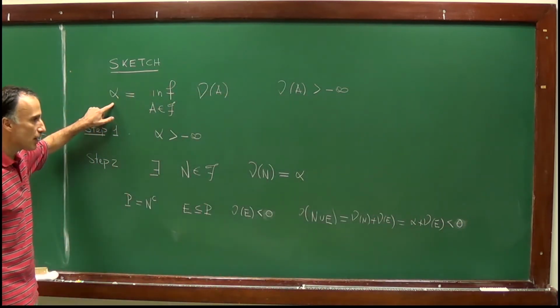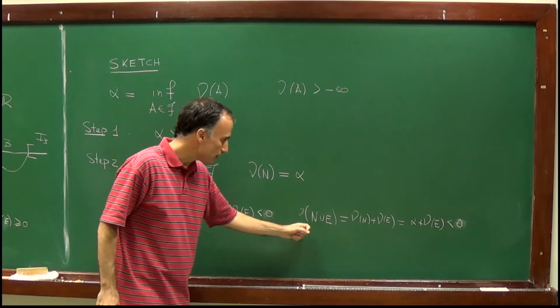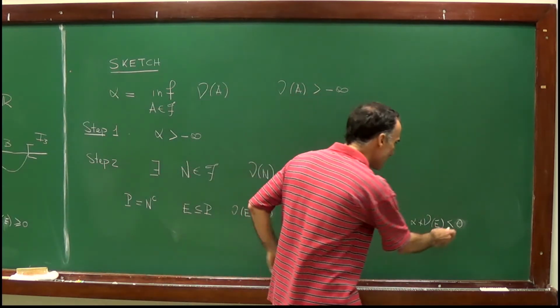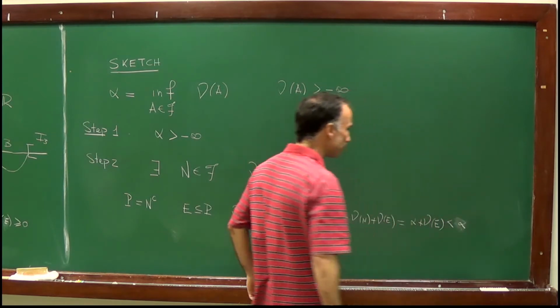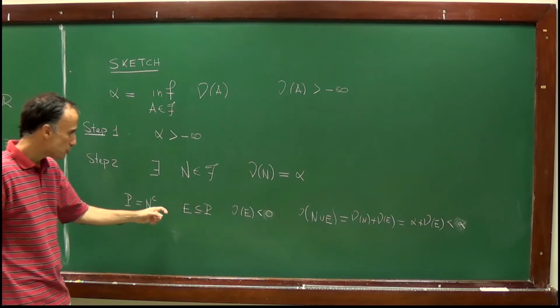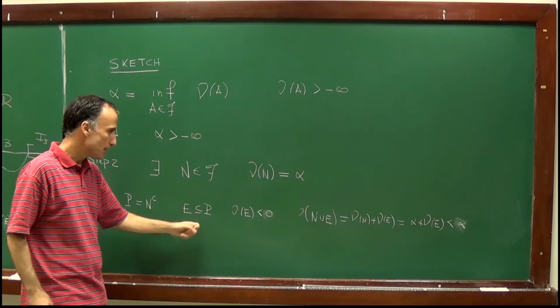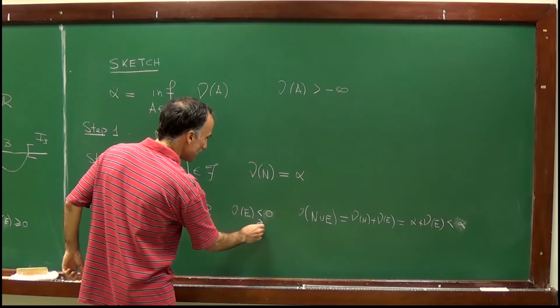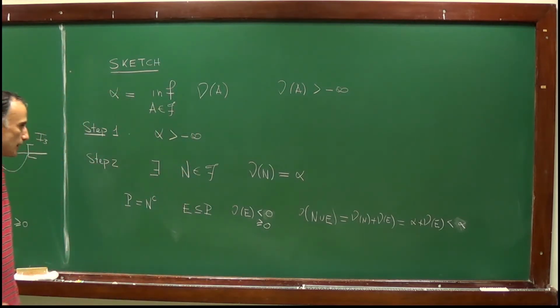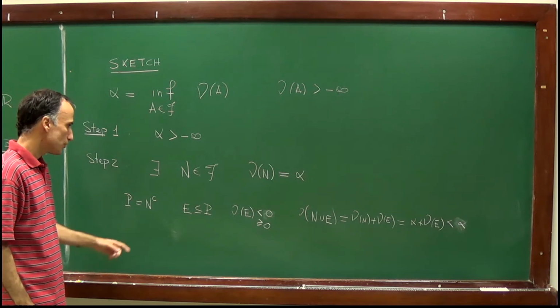with the definition of alpha, because we obtain a set, which is N union E, whose measure is strictly less than alpha, which is a contradiction with the definition of alpha. So this shows that any subset of P has to have measure greater or equal to 0. And the same argument applies to N.